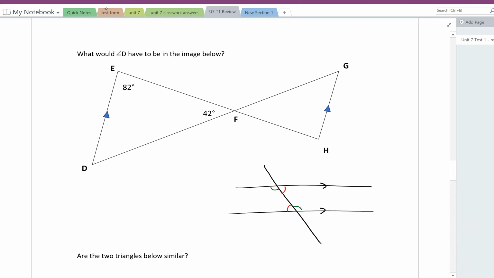Okay, so I have these 2 parallel lines right here, and I know that because of the arrows. So ED is going to be parallel to HG. And then if you look at the 2 lines that make the triangles, they're sort of like transversals.